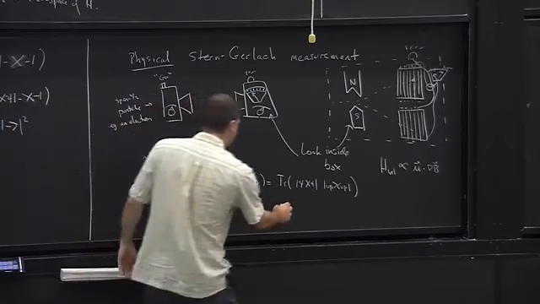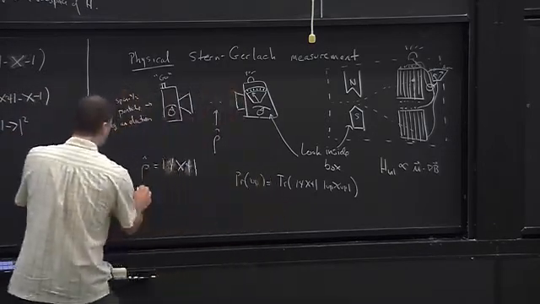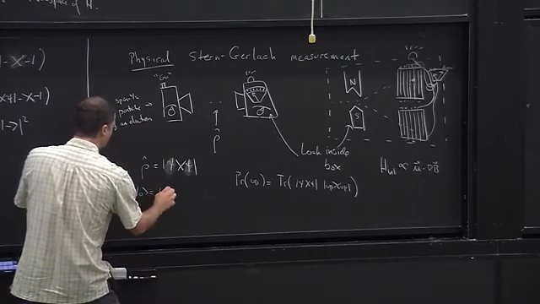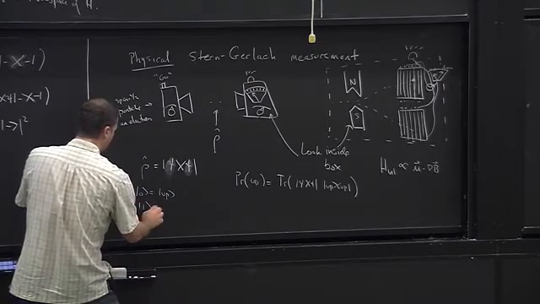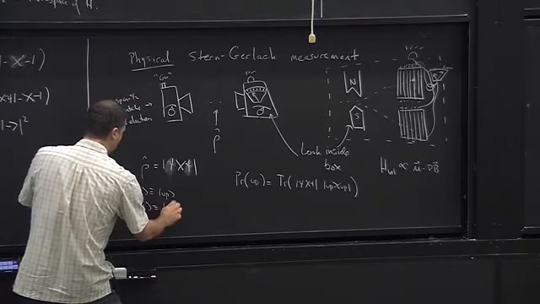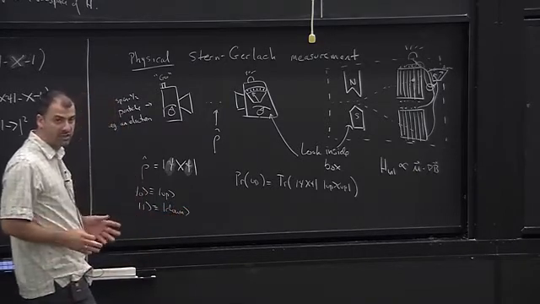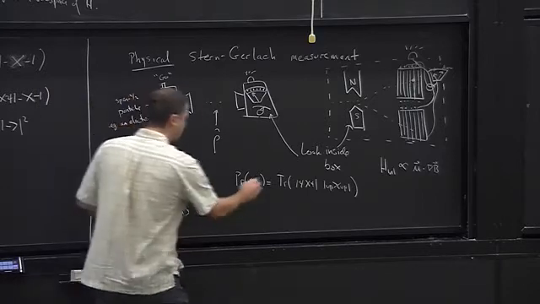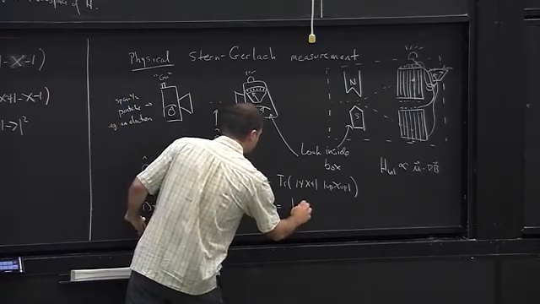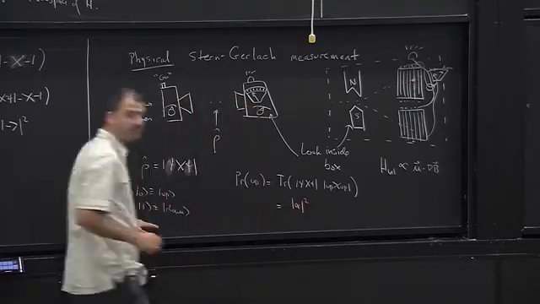And this ends up just being, let's call 0 up, and let's call 1 down. Normally this would be plus a half and minus a half, but these are just labels. Then you find that this probability is equal to alpha squared.